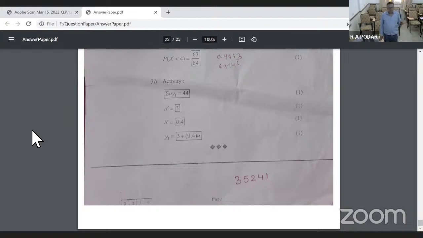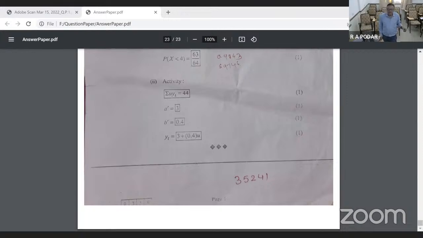So this is the time series question. This was the least square method. So all solutions are given. You just have to fill up the blanks. So 44 is the summation of u into yt. A dash is 3 and b dash is 0.4, and the equation of the trend line is yt is equal to 3 plus 0.4 into u. That was the final answer. So if you write 4 boxes, you get full marks. So now we can see the theory.